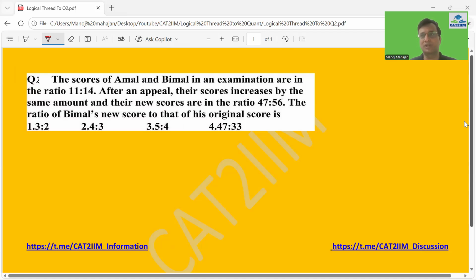So we have started with the CAT Quant Logic Series. Today we are looking at the second question, and the idea is to think logically, think differently, and solve the quant questions of the CAT and OMETs in a logical way, from zero to hero.